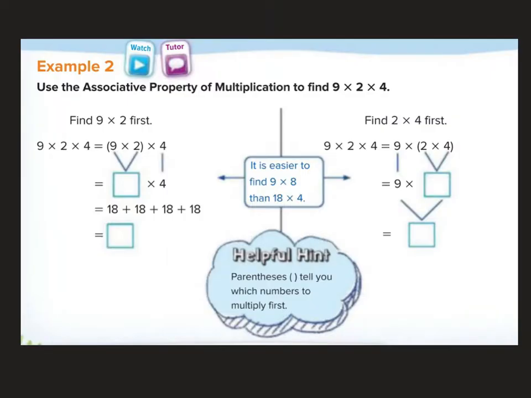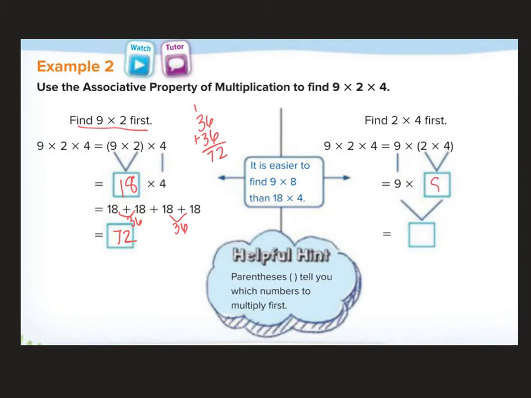Use the associative property of multiplication to find 9 times 2 times 4. So we're going to find 9 times 2 first. 2 groups of 9 are 18. 18 times 4. Okay, so we already on the last page knew that 2 18s are 36. So if I take 36 plus 36, 6 and 6 makes 12. 3 and 3 makes 6, plus 1 more is 7. I'd get 72. Okay, let's see if it works the same way here.